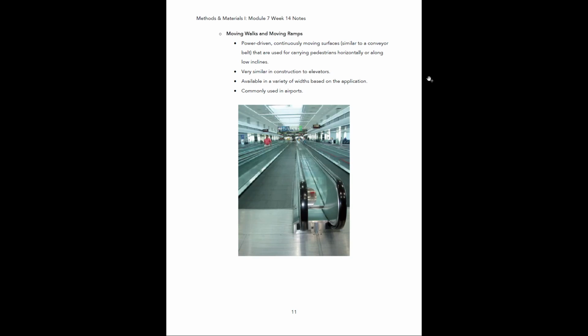And then this is our final slide for the lecture. So moving walks and moving ramps. These are power-driven, continuously moving surfaces similar to a conveyor belt that are used for carrying pedestrians horizontally or along low inclines. They are very similar in construction to elevators. They're available in a variety of widths based on the particular application that you're using them for, and you're going to commonly see these in airports, okay?